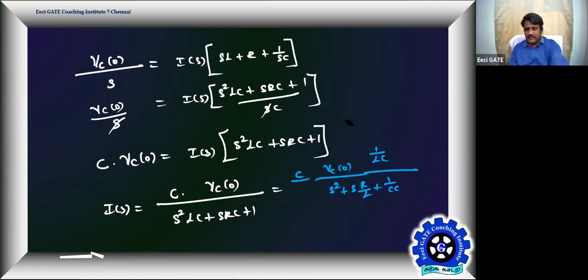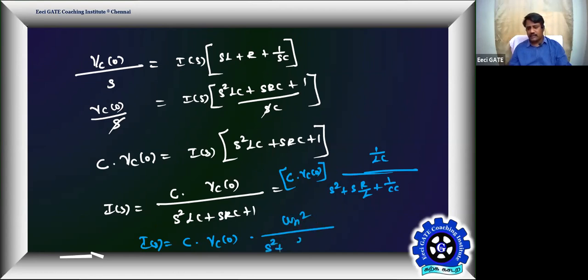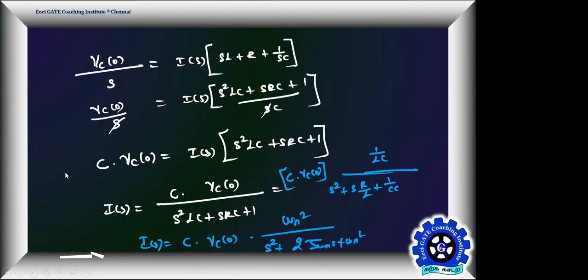So better you can write this as C·VC(0), that's a constant, into this second order term. So I(s) resembles C·VC(0) into ωn² divided by s² plus 2ζωn·s plus ωn². Getting everyone? Is that okay? Following?